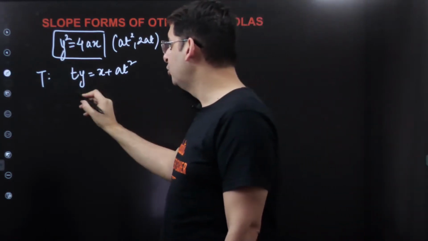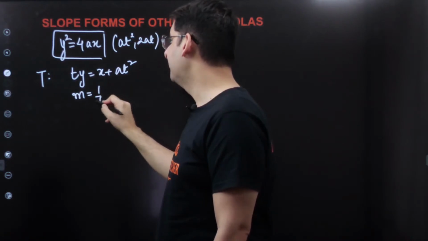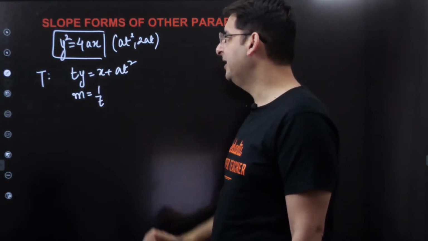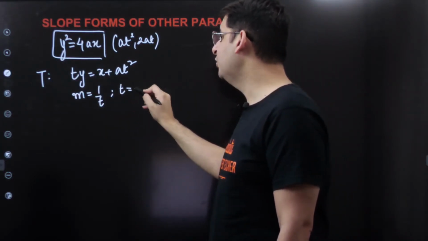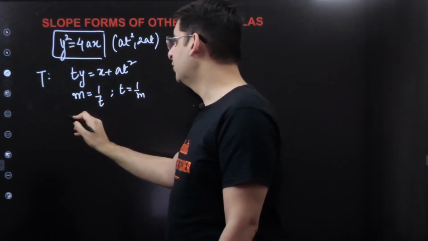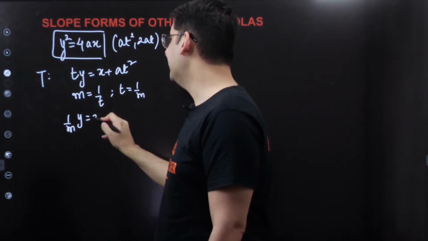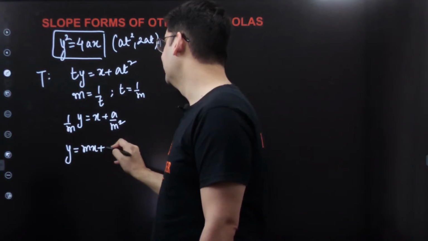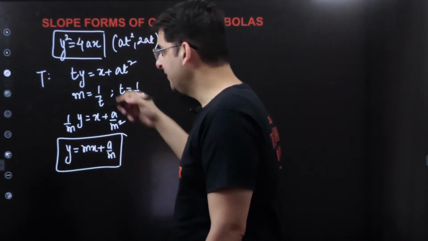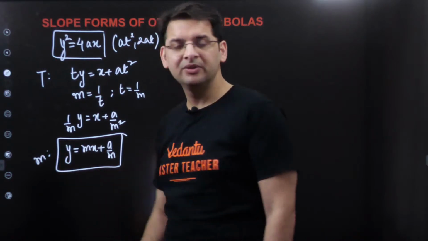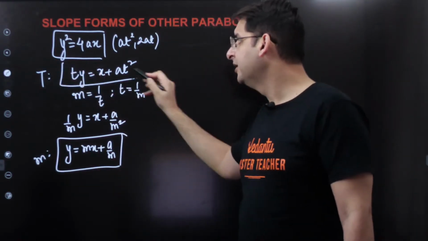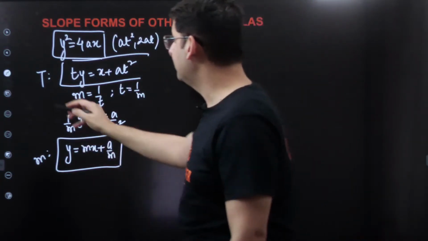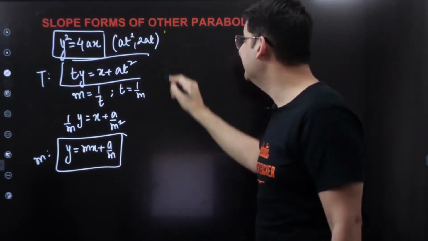Basically, the slope of this line is 1 by t. So slope is going to be 1 by t. So what you do is put t is equal to 1 by m here. So y by m is equal to x plus a by m square. In other words, y is equal to mx plus a by m. So this is the slope form. Now, we remember this. This is the slope form of the tangent. This is the parametric form of the tangent. But what about the other parabola? For the standard parabola, we know. But what about the other parabola? For example, if the parabola given is x square is equal to 4ay.